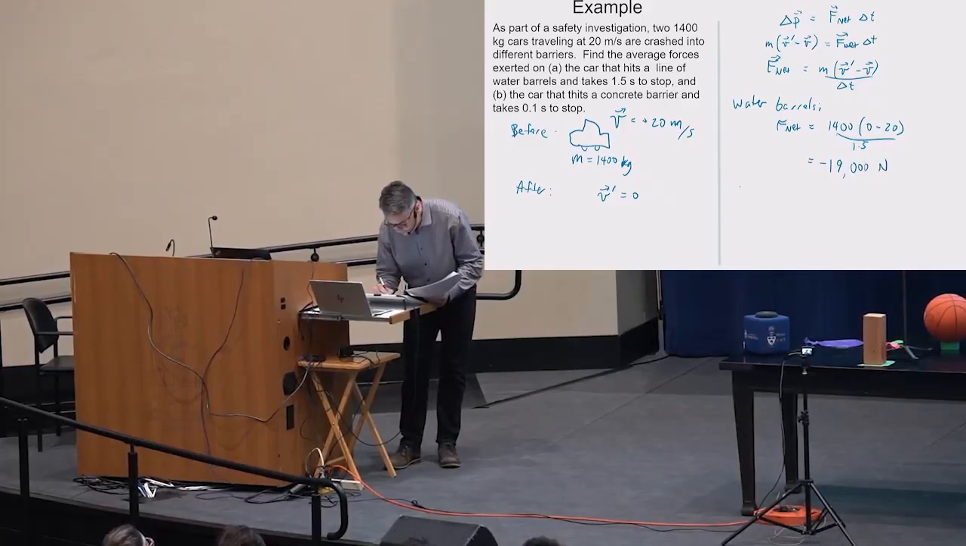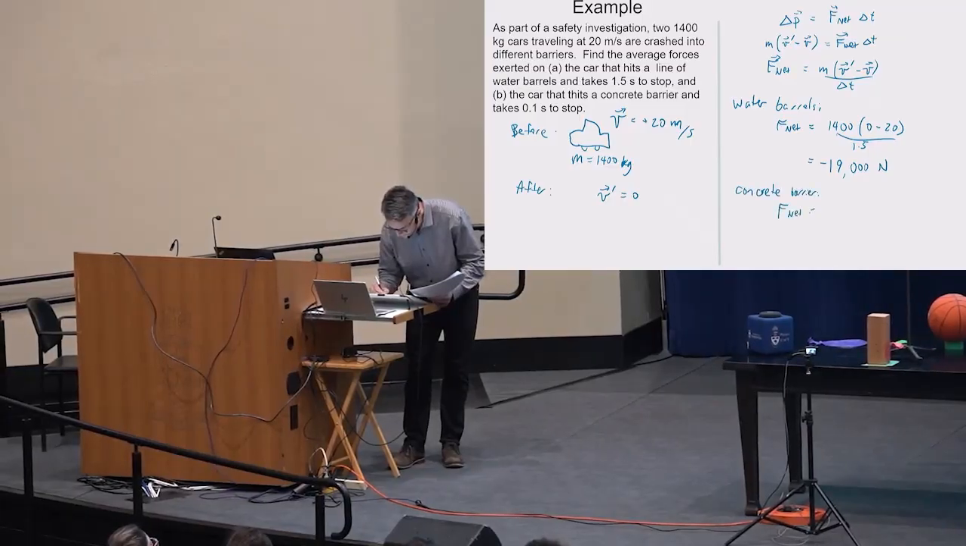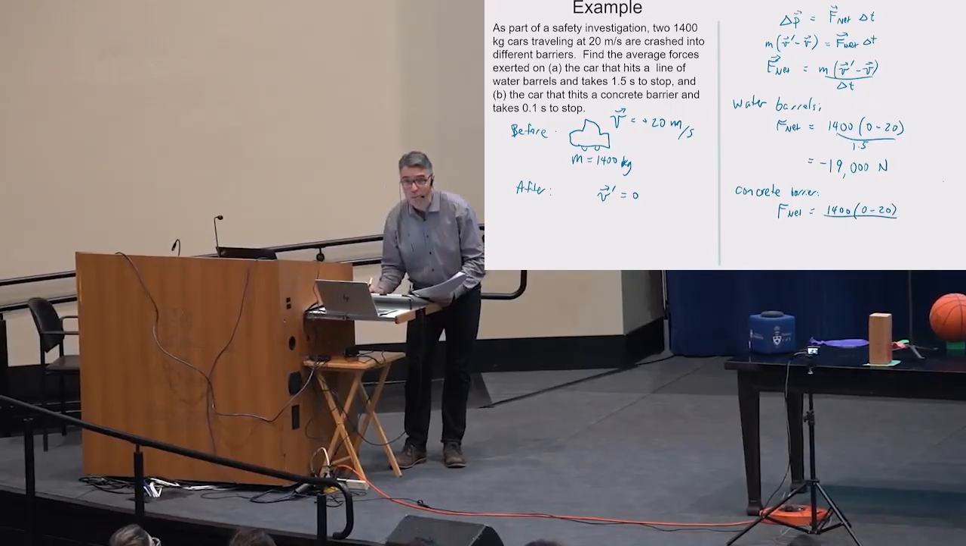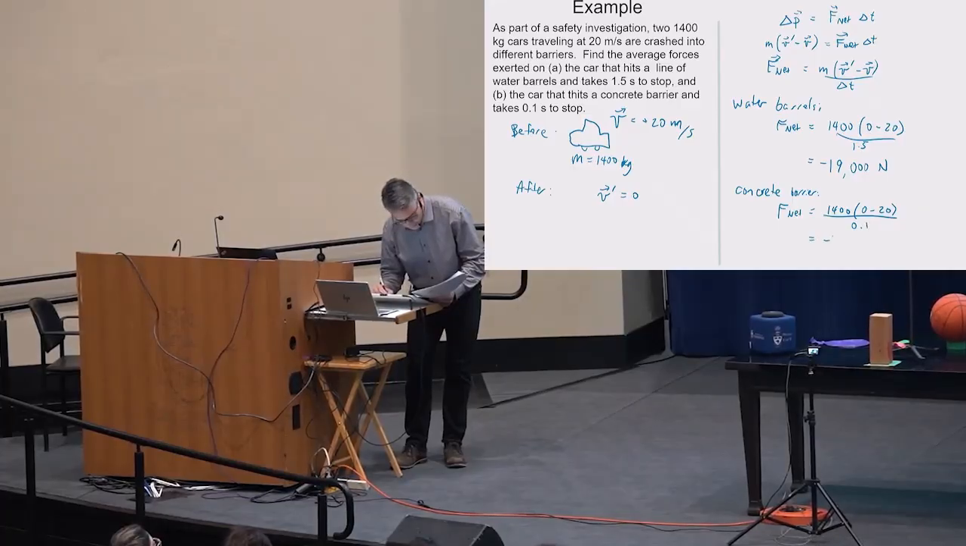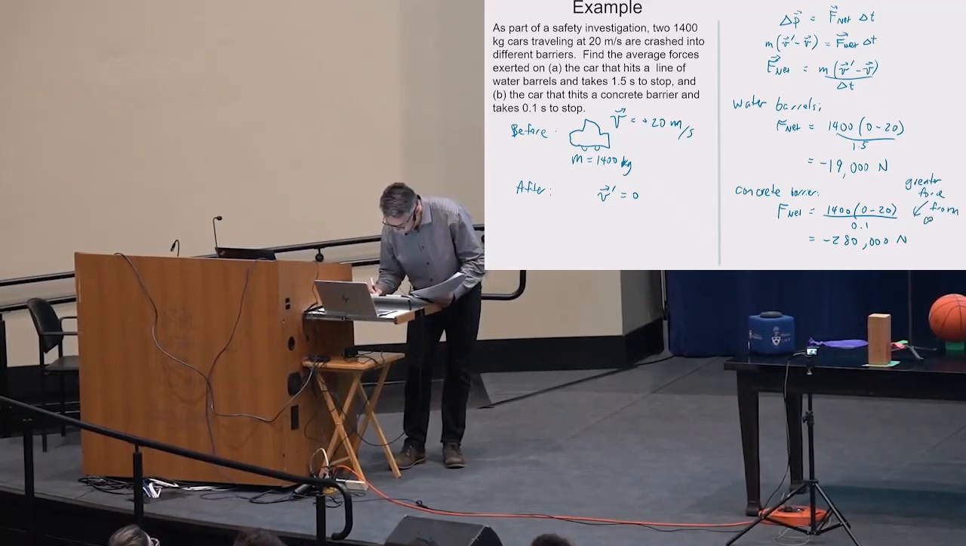But then the concrete barrier, F net is equal to 1,400. It's the same mass, the same change in velocity, so the same change in momentum, but now we're doing it in 0.1 seconds, and I got negative 2800, so a lot more. So this is a greater force from the concrete. So there's a concrete example of using the impulse momentum theorem.